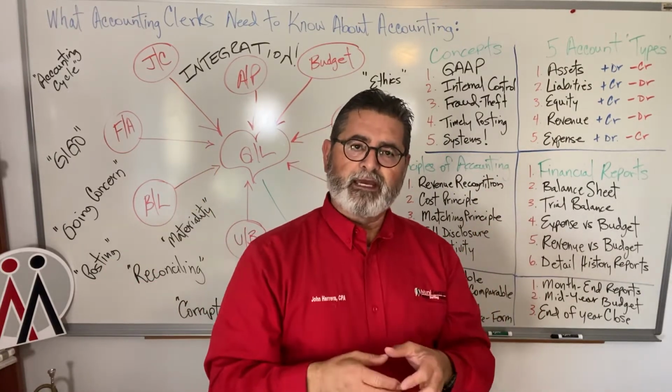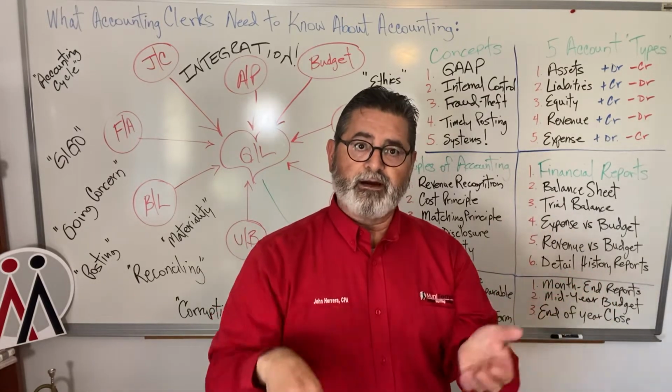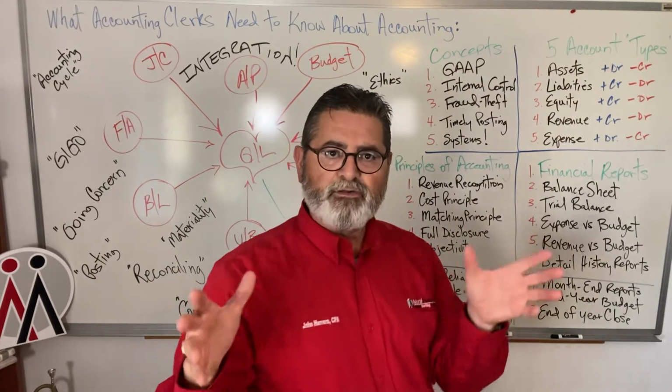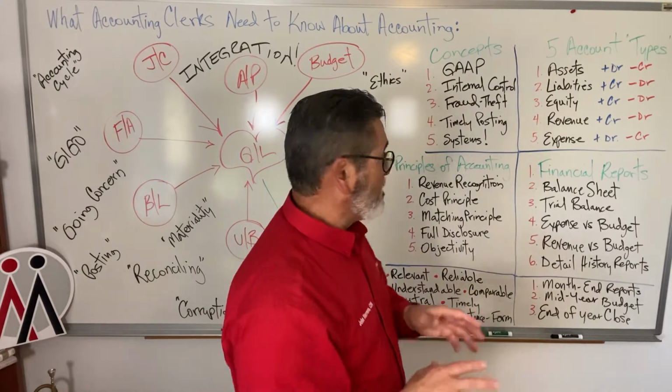When you cut the check, the system automatically debits the liability account, accounts payable, to zero out accounts payable, and it credits cash. But the same happens in all the other modules where accounting clerks typically work. But there's so much more that goes on.